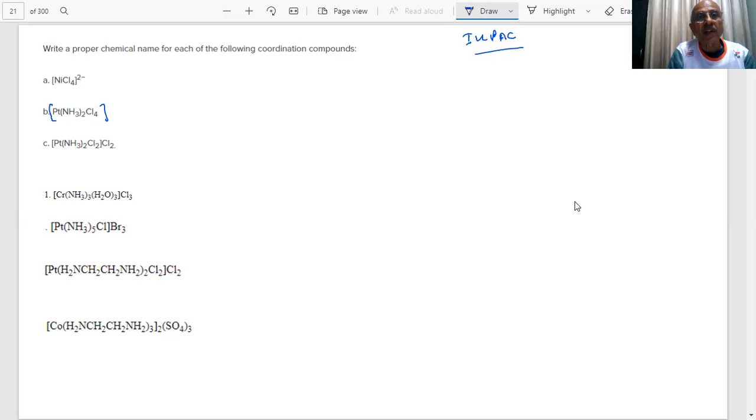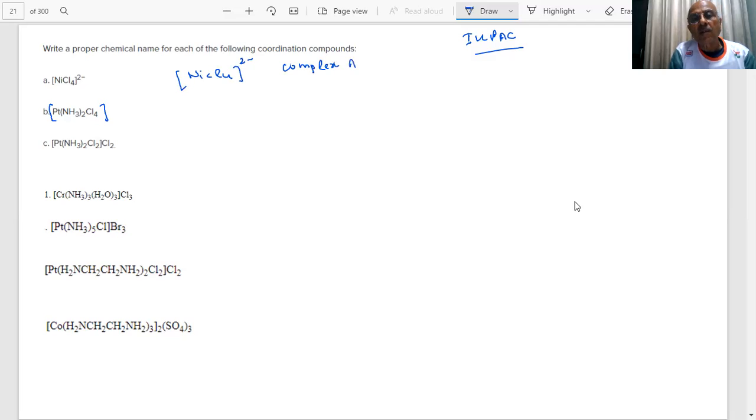Write the proper chemical name of the following coordination compounds. What type of complex is this? Cation, anion, or neutral? This is a complex ion. This is the simplest case we have given you. This has a negative charge. What is this then? This is a complex anion.